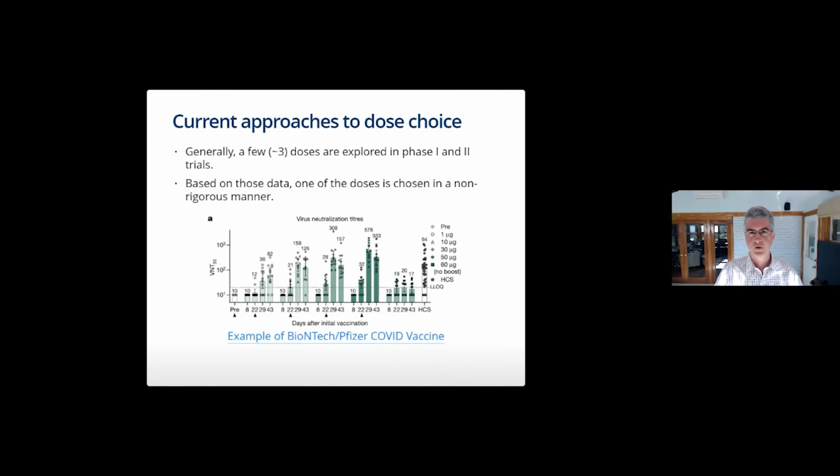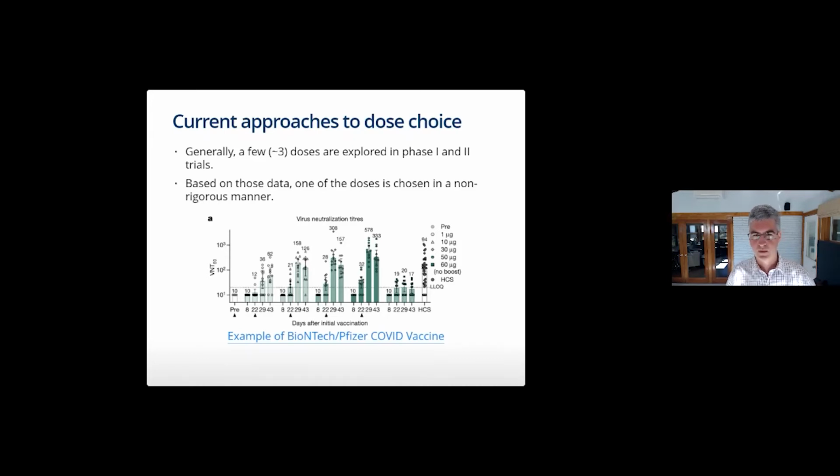The current approach to picking a dose for any kind of vaccine happens usually during phase 1 and phase 2 trials. A few doses, usually around 3, 2 to 4 or so, are tried based on thoughts or data that came out of animal studies. Then, based on those, a dose is chosen in what I consider a not too rigorous manner. The data is looked at, the immunogenicity and potential side effects, and then a dose that looks overall the best in the assessment of the investigators is chosen.